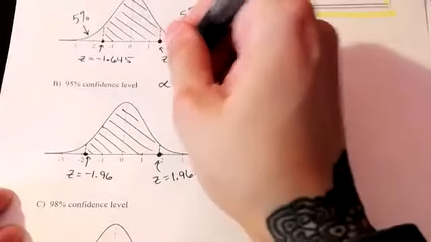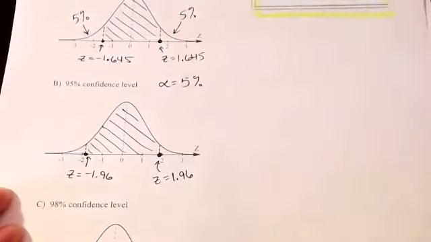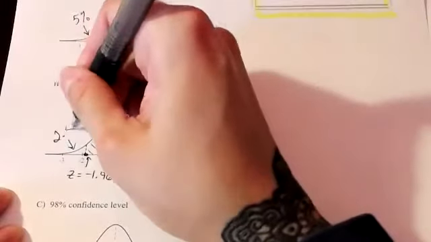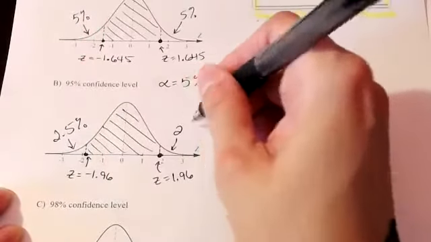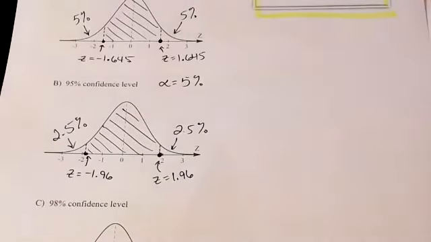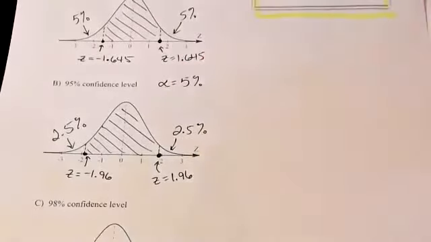In which case we see that alpha is 5%. So we're going to split that between the two tails: 2.5% below and 2.5% above. Are we okay so far? Is this no big deal? Do we have any questions?